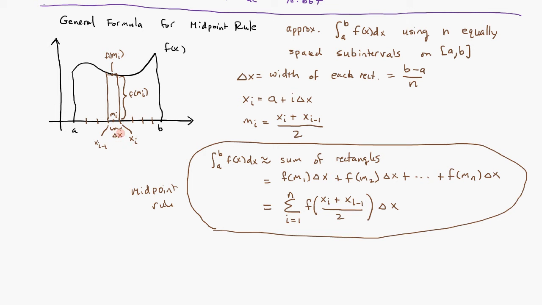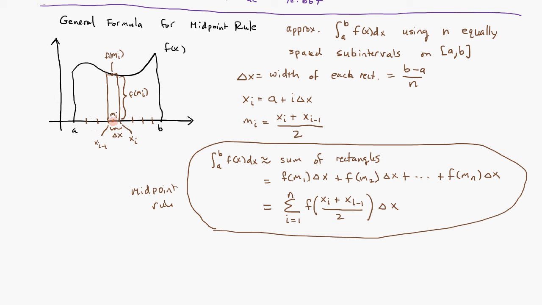Okay, so to calculate the width of the subinterval, it's the same as we did before. You take the whole width, which is b minus a, and divide by the number of subintervals. So you get b minus a over n. Then to get the ith endpoint, you start from a, you count over i subintervals. That will be a plus i times delta x.